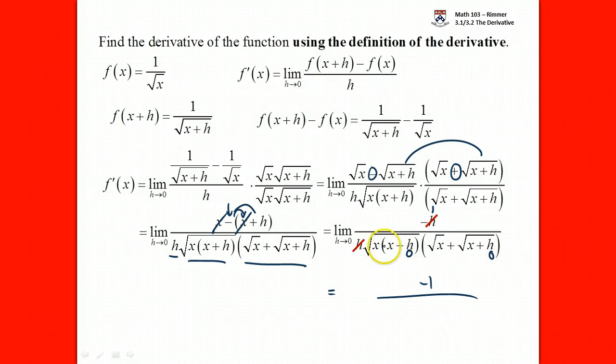I have x times x, so that's x squared, but it's under a root. So it just becomes x. Here I have a root of x and another root of x. And they're added. So there's 2 of them.